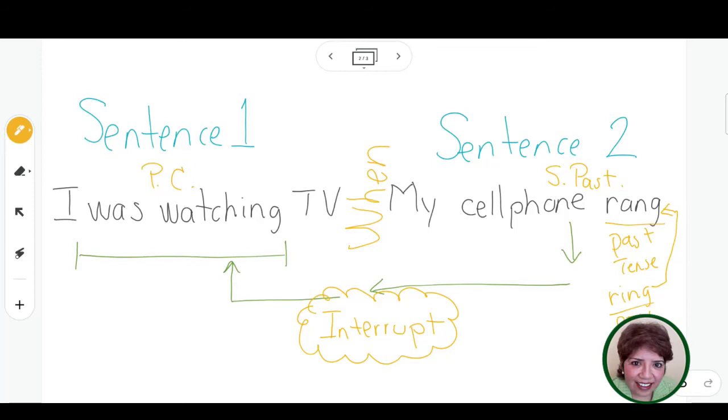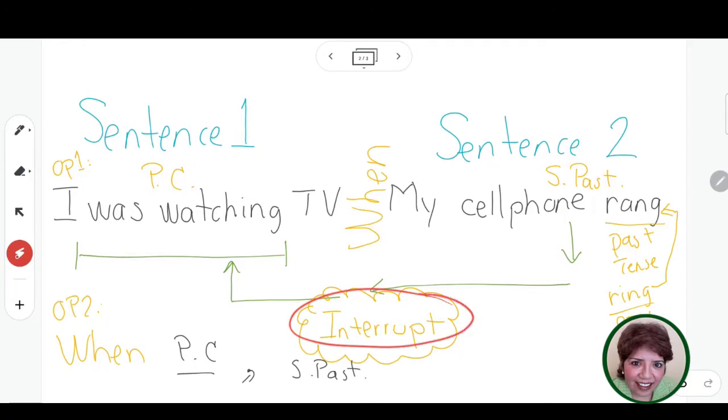We can change the order of this connector because we can write when first. This is option 2. Option 1: past continuous, when, and simple past. Option 2: when, and let me change the color, when I was watching TV, I just write the past continuous. When I was watching TV, comma, my cell phone rang. Yes, option number two, and these actions are connected by the word when, because an interruption is present.